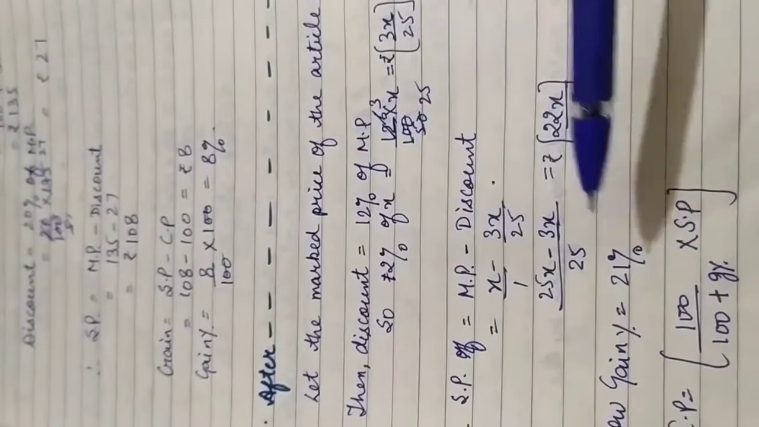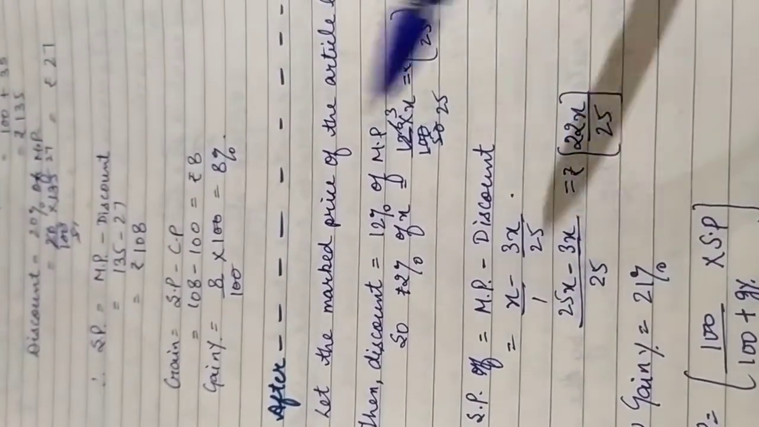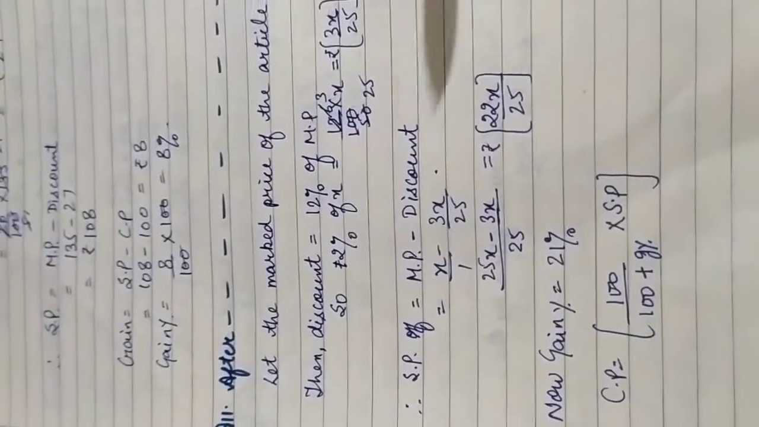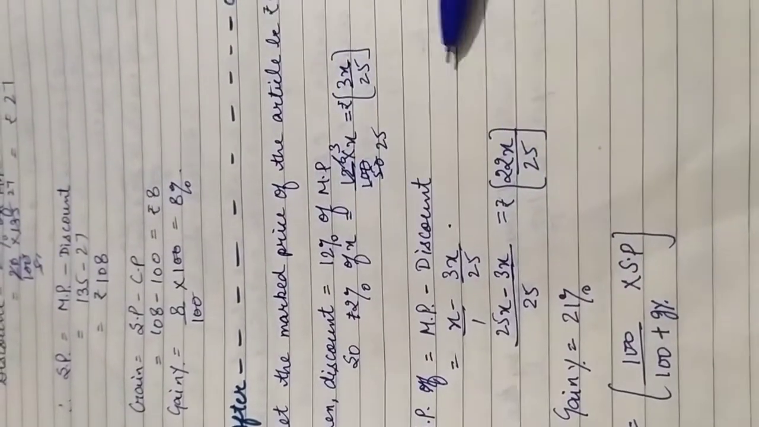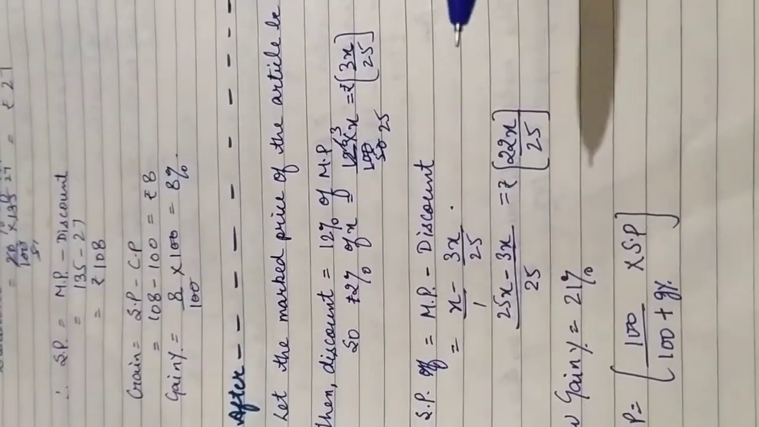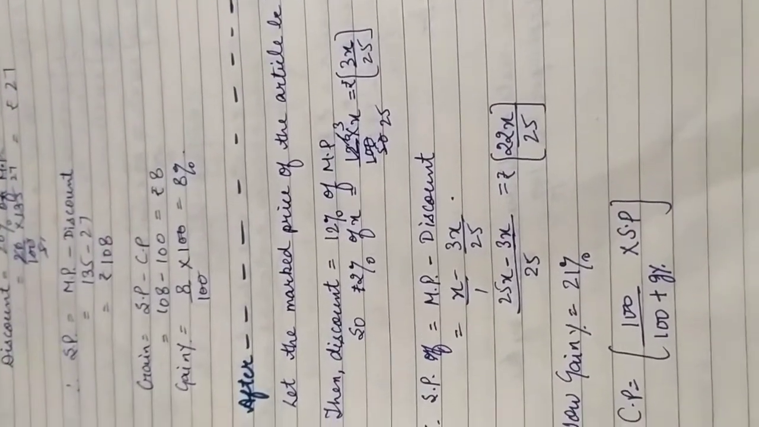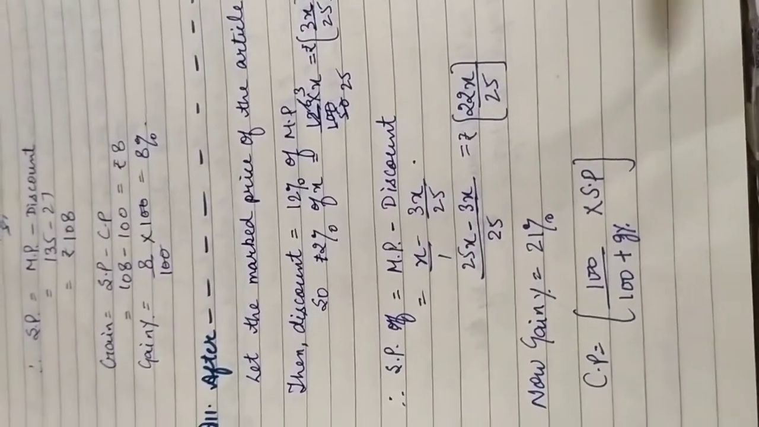Now children, even after giving discount he has gained 21%. So we have gain percent, that is 21%, and we have selling price also. And we have to find by what percent the marked price is above cost price. So for this we have to know the cost price also.